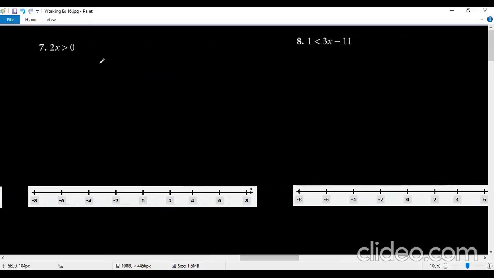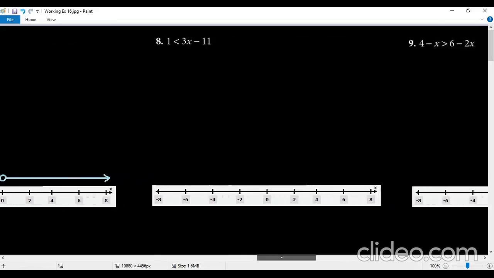Now comes 2x is greater than 0. That means it's going to be 0. So something like this, you will make a straight line, all the values greater than 0. This is your final answer.